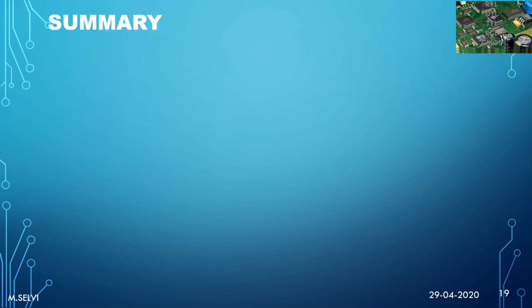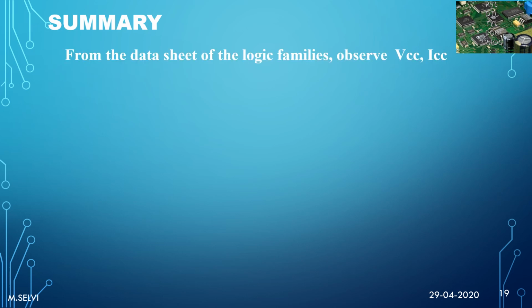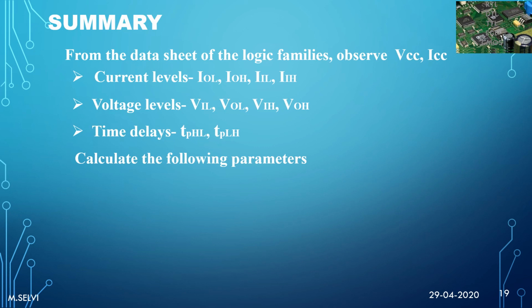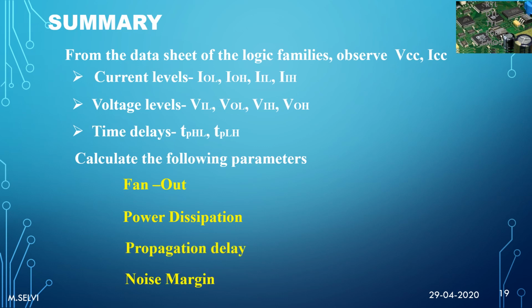Let us summarize what we have seen so far. We have come to the end of all the characteristics of the logic families. From the data sheet of the logic family, we will observe VCC and ICC, and then the current levels at low level and high level at the input and output. So 4 current levels we will observe. Then the voltage levels at the input side and output side during the low level state and the high level state, and the time delays when the output is changing from low to high or high to low. Then we will calculate the following parameters: fan out, power dissipation, propagation delay, and noise margin.